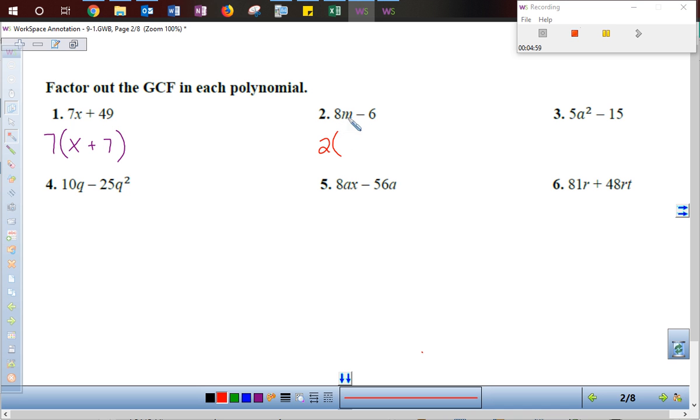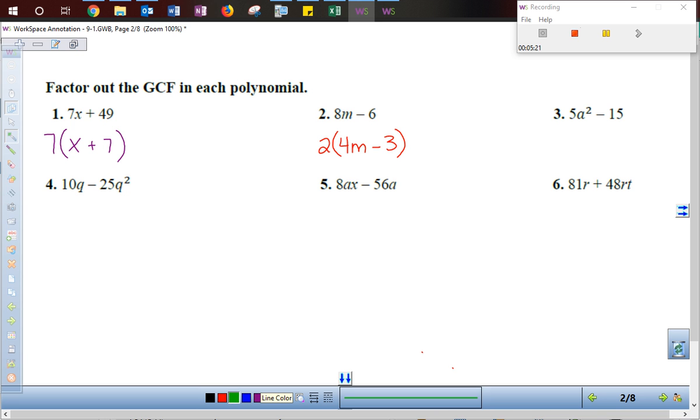If I take 8m and divide it by 2, 8 divided by 2 is 4, and the m comes along for the ride. Then I'm going to take this negative 6 and divide it by 2, and I'm going to get negative 3. So again, you can always redistribute back through to make sure you did it right. 2 times 4m is 8m, and 2 times negative 3 is negative 6.